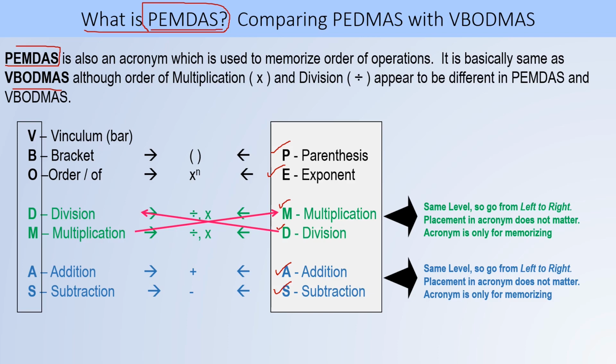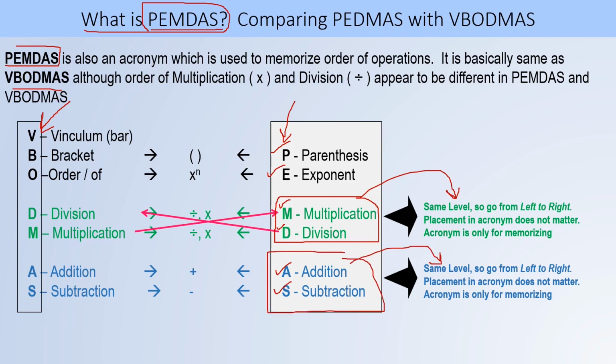PEMDAS and VBODMAS are both acronyms used to aid memorization, to help us remember which order we need to solve the mathematical operators. They are both serving the same purpose. There is no difference between them. So whichever acronym suits you and helps you in memorizing, use it. You can use either PEMDAS or VBODMAS. You do not have to memorize both of them. But the important thing to understand is that M and D, multiplication and division, are at the same level, and addition and subtraction are at the same level.